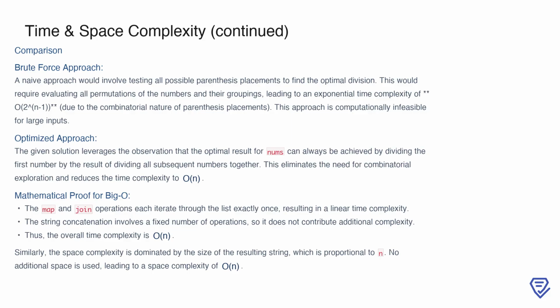This eliminates the need for combinatorial exploration and ensures that the time complexity is reduced to O(n). Mathematically, this efficiency is achieved because the map and join operations each iterate through the list just once, and string concatenation involves a constant number of fixed-size operations. Similarly, the space complexity remains O(n), dominated by the memory used to store the resulting string. Together, these factors make the solution both time and space efficient.